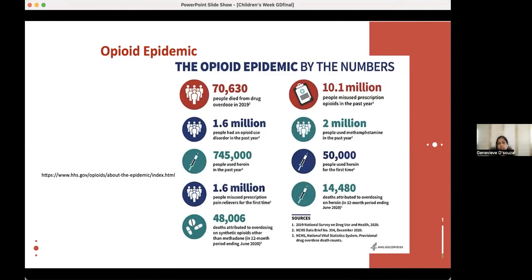It would be remiss of me to not talk about the opioid epidemic and how we can help as medical professionals to reduce the opioid epidemic. And this is from the HHS. About just in 2020, the opioid epidemic has kept increasing.